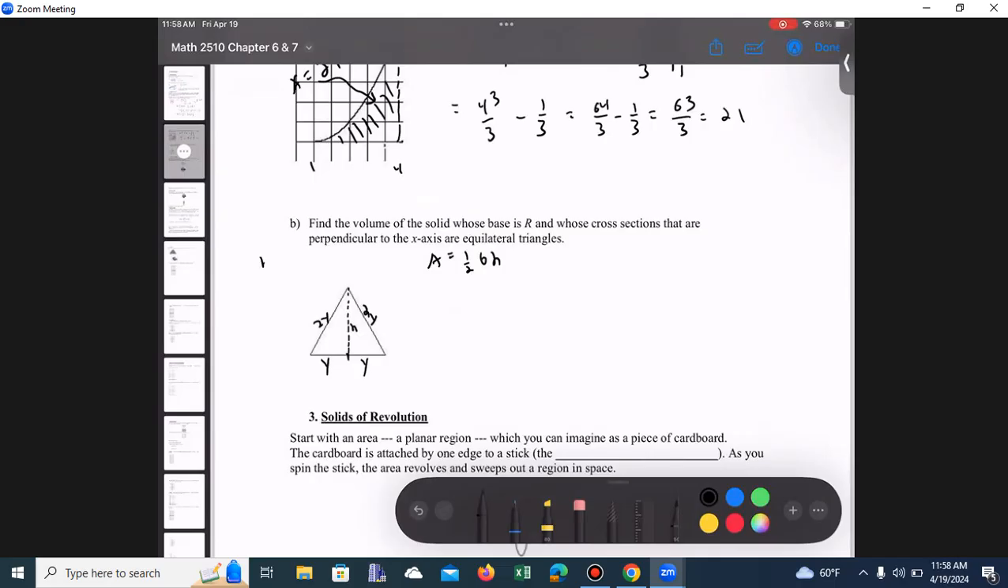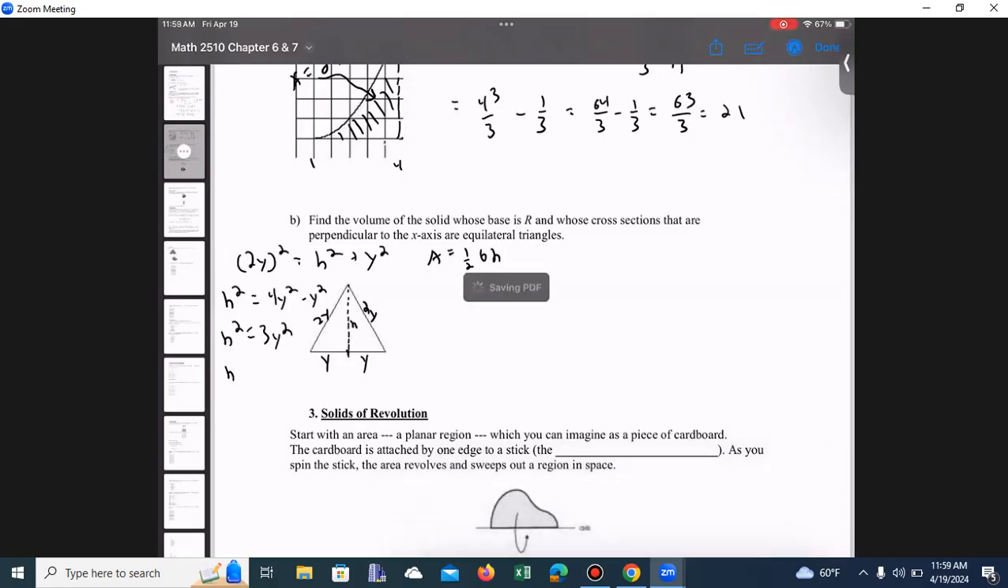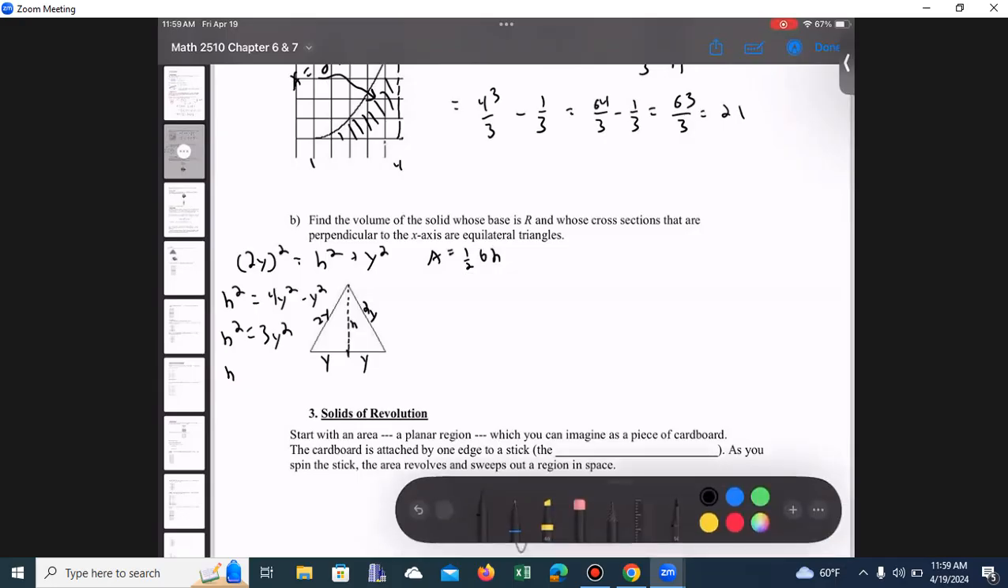So this height, which is not the hypotenuse, the hypotenuse is 2y. We're going to square it. By the Pythagorean theorem, that's going to equal h squared plus y squared. So h squared would equal 4y squared minus y squared. So h squared equals 3y squared. So h equals y square root of 3, right, that way.